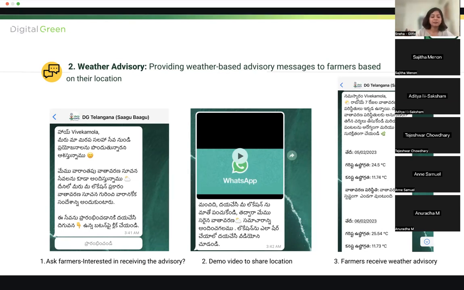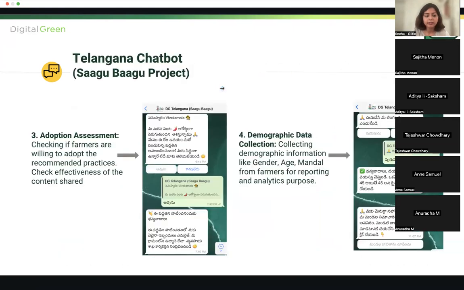Then the next step was that they would share a demo video on how you can enable location sharing from your WhatsApp. And the third step was that they will keep getting information on weather advisory. So the idea was not only to push content, but also to understand whether this is something the farmer would be interested in. So that is another thing which they did.